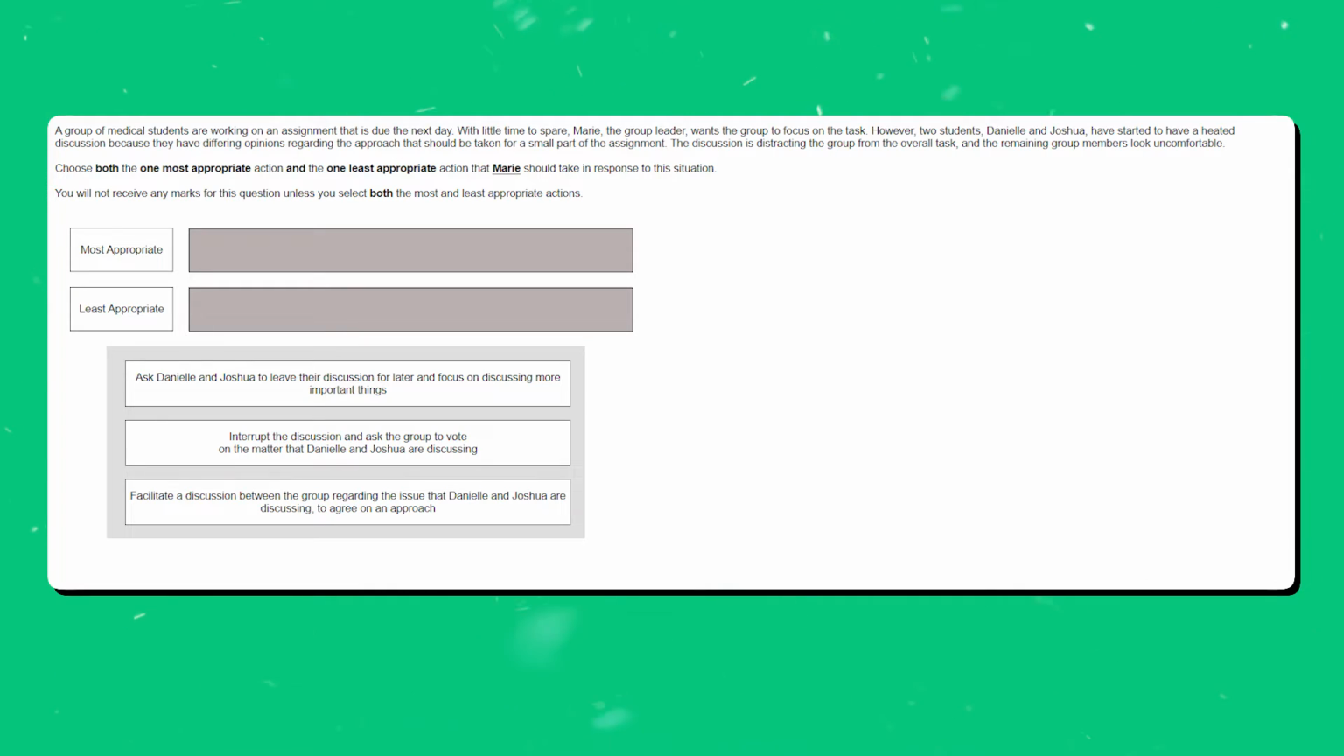Choose both the one most appropriate action and the one least appropriate action that Marie should take in response to this situation. You will not receive any marks for this question unless you select both the most and least appropriate actions. The 3 options are: ask Danielle and Joshua to leave their discussion for later and focus on discussing more important things, interrupt the discussion and ask the group to vote on the matter that Danielle and Joshua are discussing, facilitate a discussion between the group regarding the issue that Danielle and Joshua are discussing to agree on. Pause the video again here and try this yourself.